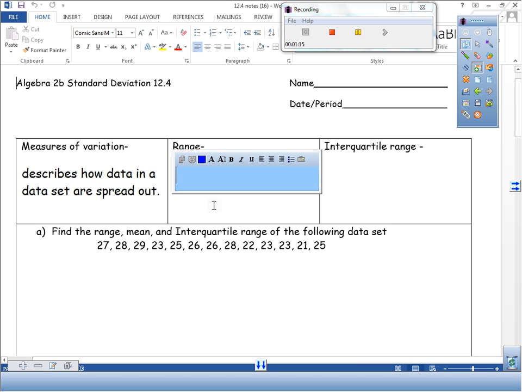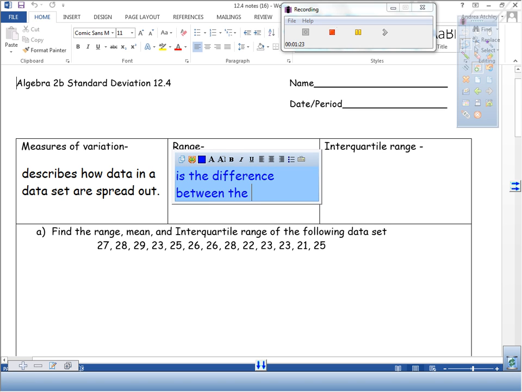Okay, we already talked about range, and range is the difference between the greatest and the least values. It shows how spread out the data is.